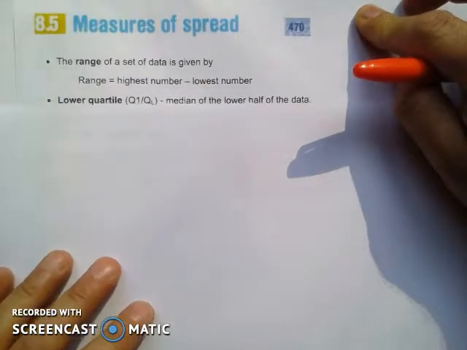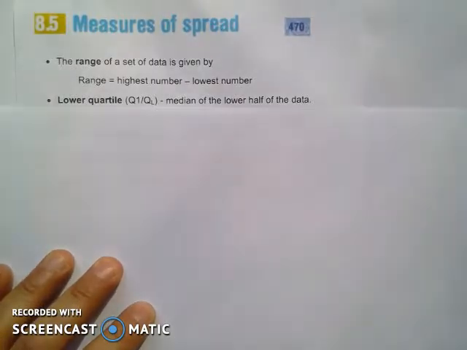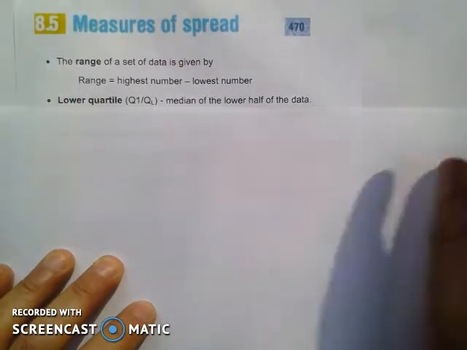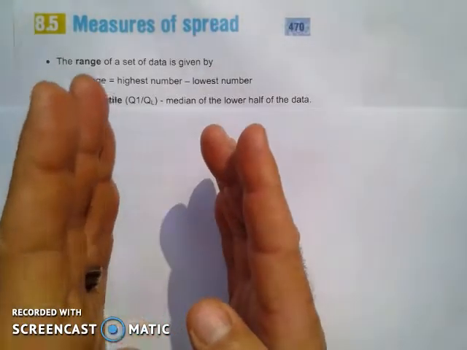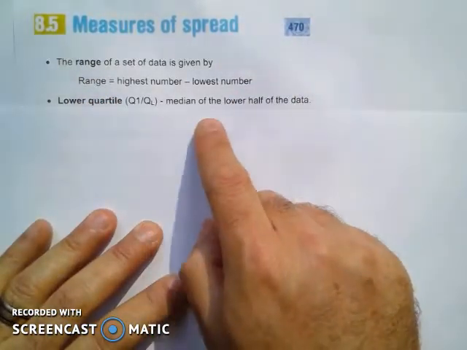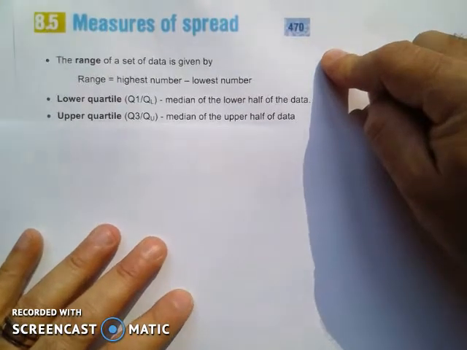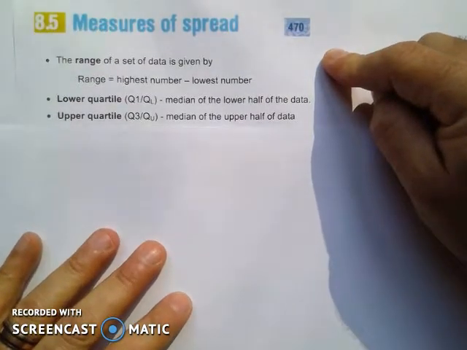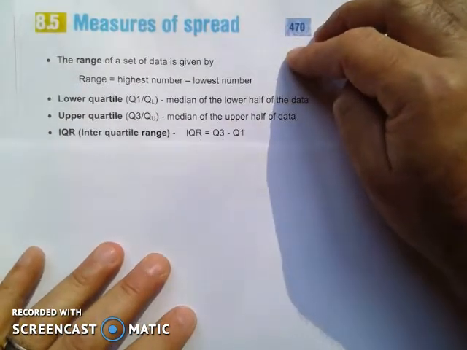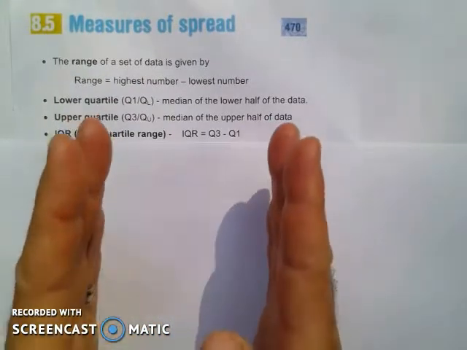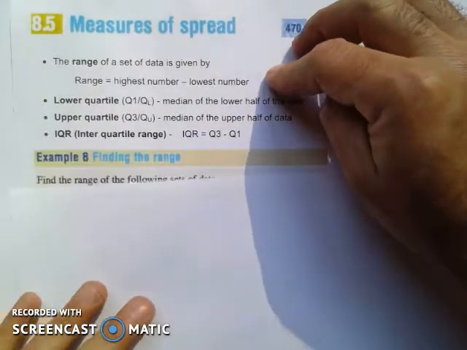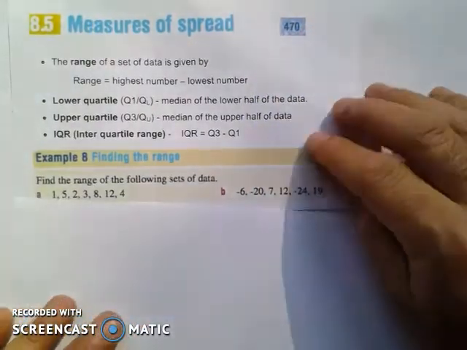So that is straightforward. What you also need to know is, if I have a set of data, the lower quartile is the middle of the lower half, called Q1 or QL, which means it's the median of the lower half, and the upper quartile, also called Q3 or QU, is the median of the upper half of the data. The interquartile range is how far those 2 points are from each other, which means it's Q3 take away Q1. Easiest way to do this is by example.